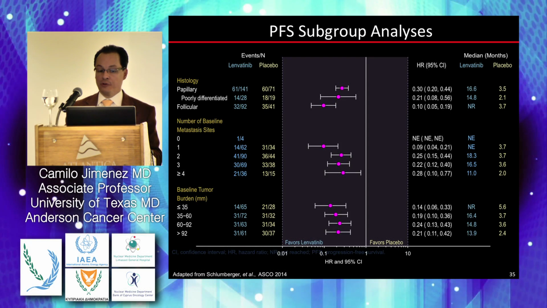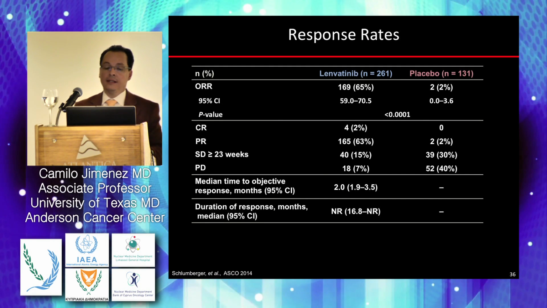And the response was also independent of the tumor burden. Regardless of the tumor burden, a small tumor burden disease or a big tumor burden disease, the patients responded better when compared with placebo. In regards to the objective response rates, as you can see in this graphic, patients who were treated with Lenvatinib exhibit a complete response in about 2% of patients. This is quite unique of this particular clinical trial.